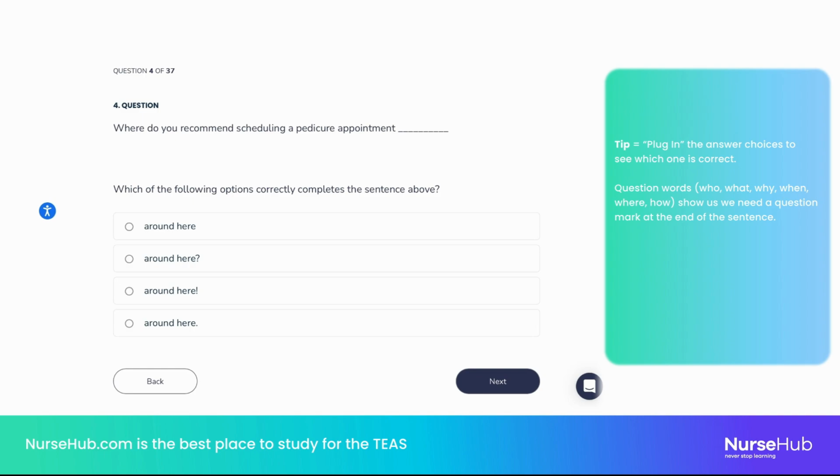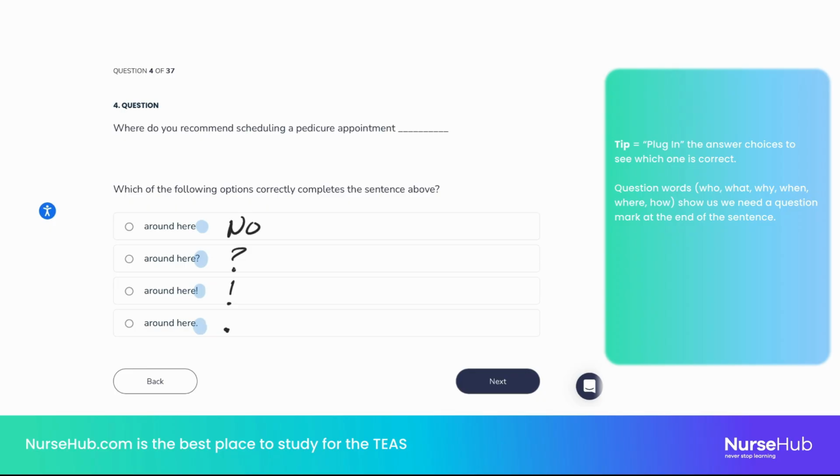Now here, if you notice, all of them are saying "around here," which is great, which means we only have to focus on one thing. And that one thing we have to focus on is our end punctuation. This one has absolutely nothing. So this one has no punctuation. This one has a question mark. This one has an exclamation point. And this one has a period.